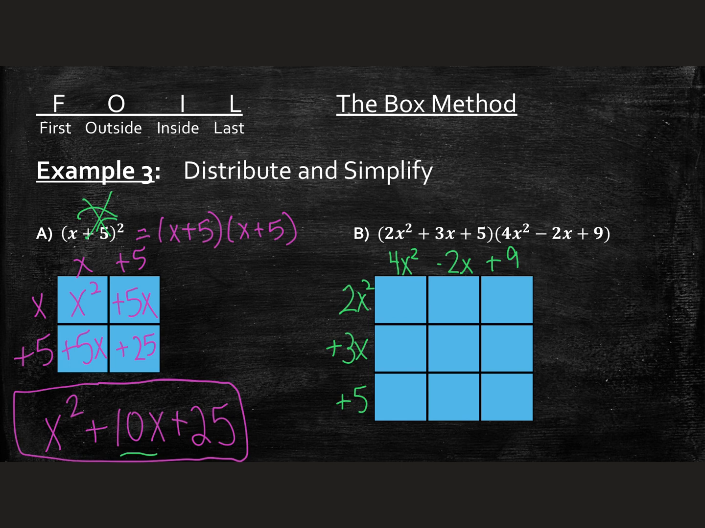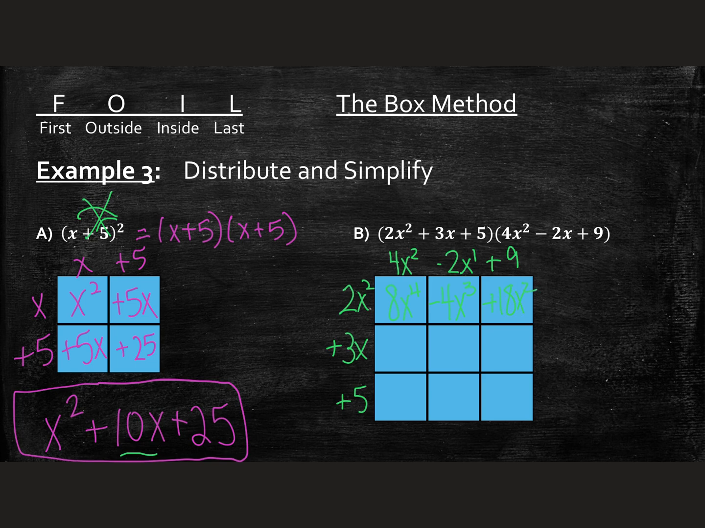So 2x squared times 4x squared gives us 8x to the 4th. Remember, you add those exponents. 2x squared times a negative 2x gives you a negative 4x to the 3rd, because this is assumed to be a 1 right there. And then 9 times 2x squared gives you plus 18x squared.